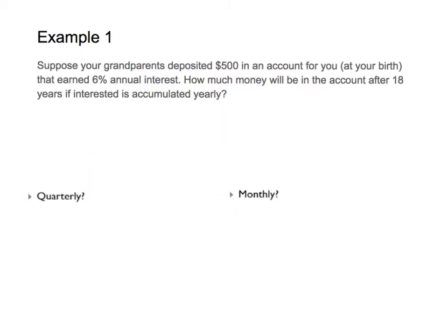Okay, so in this problem it says, suppose your grandparents deposited $500 in an account for you at birth, and that earned 6% annual interest. How much money would be in the account after 18 years if the interest is accumulated yearly?